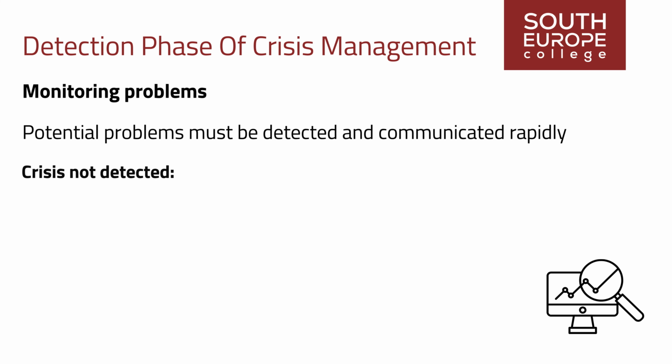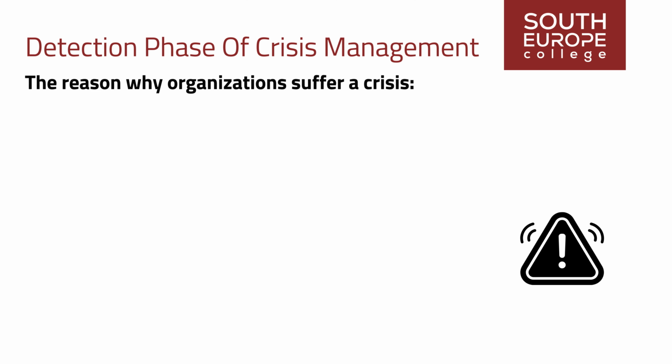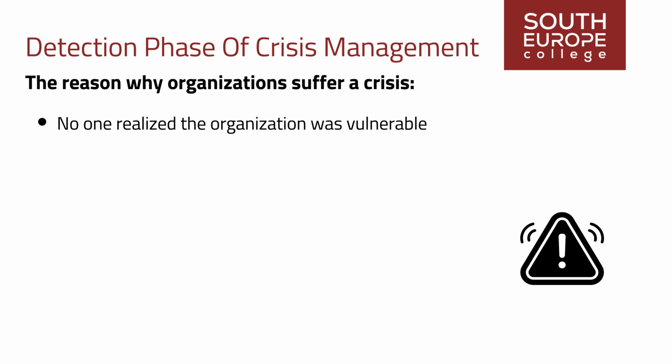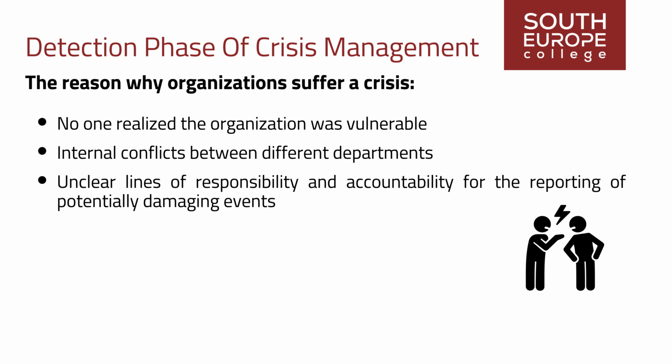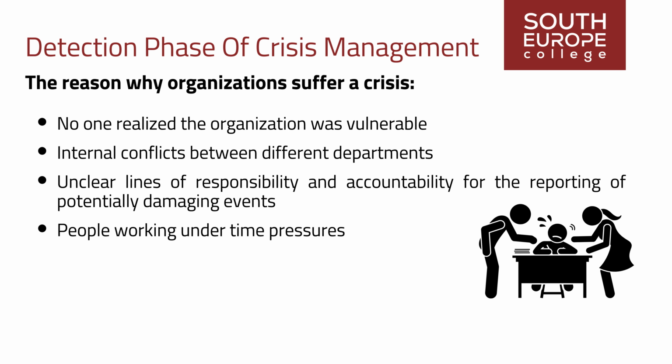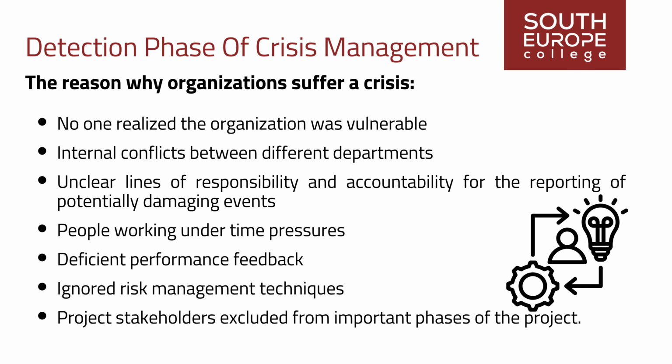If a potential crisis is not detected, it cannot be managed, and managers must understand the reasons why this can happen. The reason why organizations suffer a crisis is that no one realizes the organization is vulnerable to it due to possible internal conflicts between different departments, unclear lines of responsibility and accountability for the reporting of potentially damaging events, people working under time pressures, performance feedback often being deficient, risk management techniques being ignored, and some project stakeholders being excluded from important phases of the project.